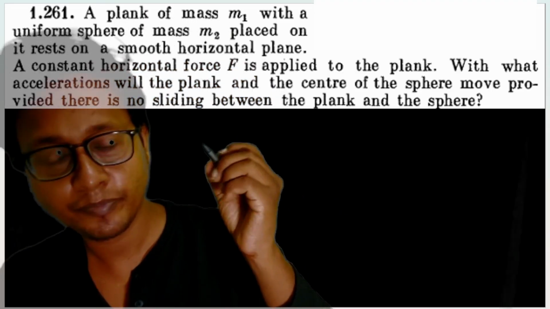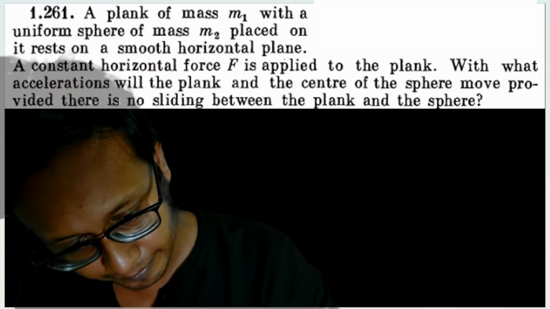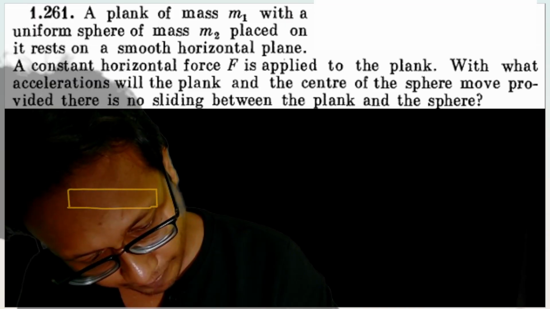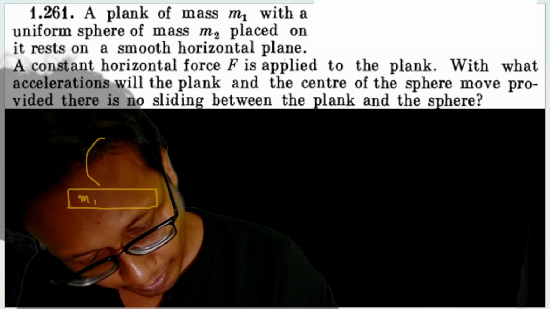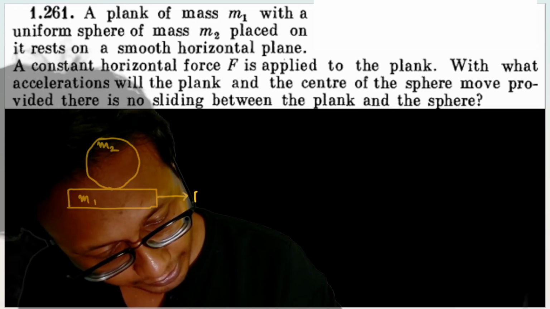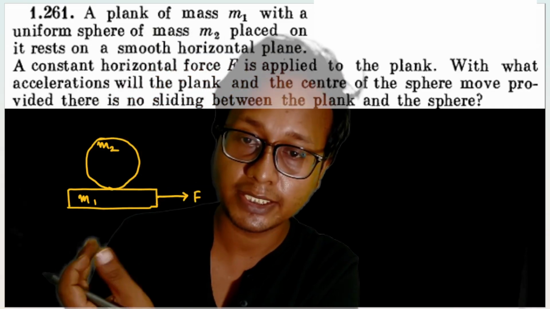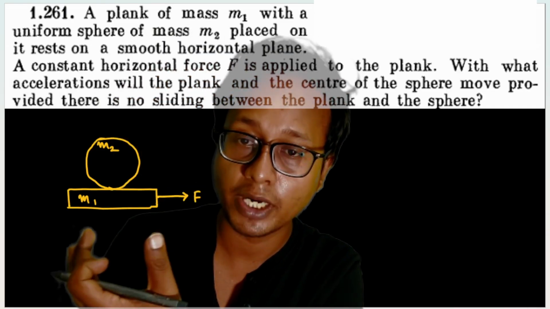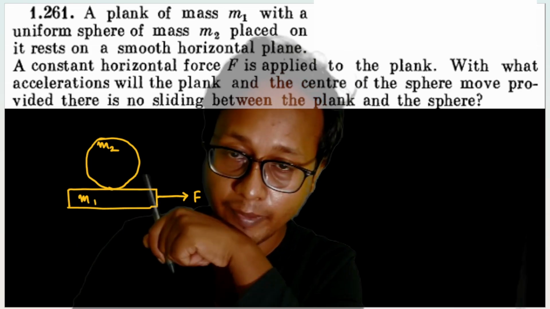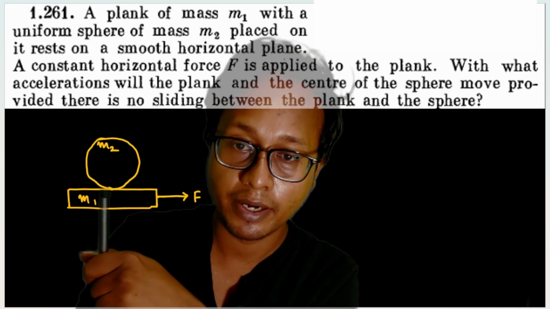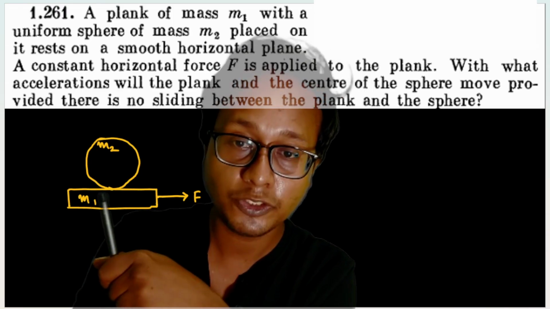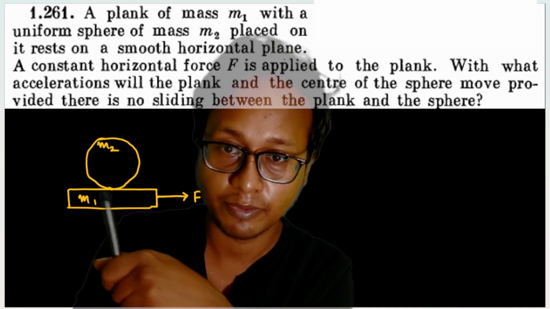Now see this question. In this question, there is a slab of mass m1, and there is a solid sphere of mass m2. A constant force is applied on this mass m1. The question is asking what is the acceleration of this m1 such that no sliding takes place across this surface. So between m2 and m1 there is rolling occurring, and it has to be pure rolling, that means no sliding.